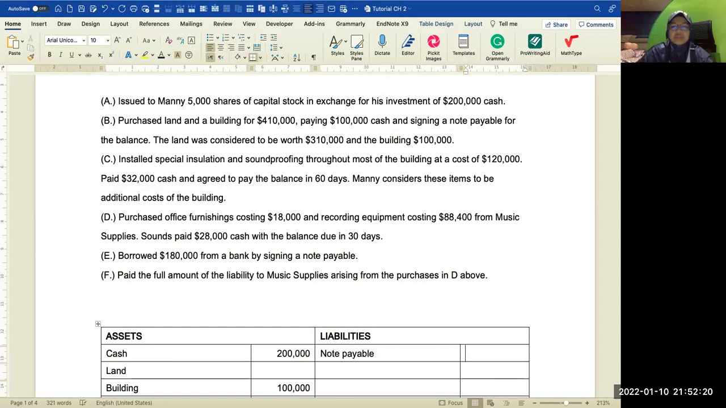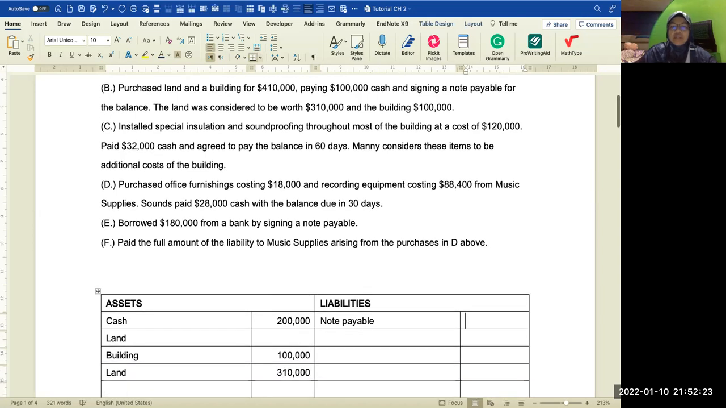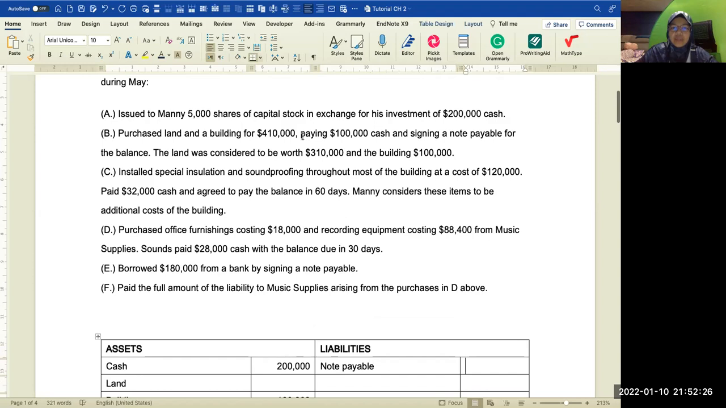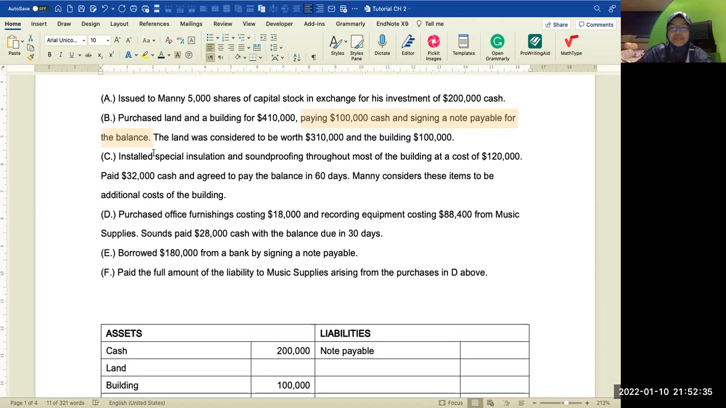Are you sure? Again, read clearly. Read carefully. Paying 100,000 cash and signing a note payable for the balance. So what happened? I would... Then that means in this case it's 310, right? Yeah. So what is 310? 310 is the land. He hasn't paid for the land yet, which is not payable. No, you don't read it like that. What you read is that you pay 100,000 cash. So what happened to your cash? The cash will reduce.